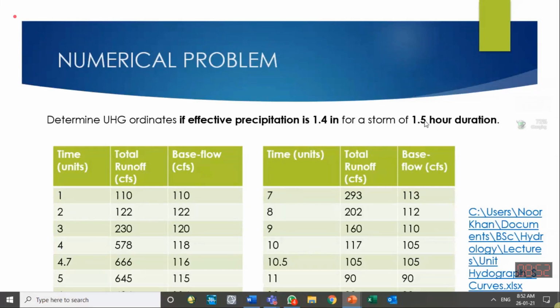Don't be confused that the base flow should be same as the storm duration. This is the total runoff hydrograph in the second column. The first column is the time ordinate. So draw it, subtract the base flow. Base flow is given over here, so you don't have to separate it yourself. Base flow is given by the question itself, so that you can calculate DRO from here. Subtraction of these two columns will give you the DRO.